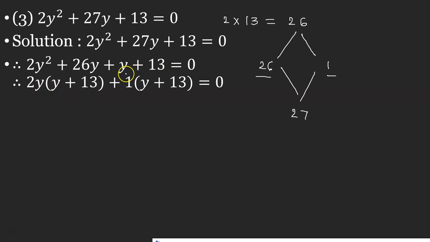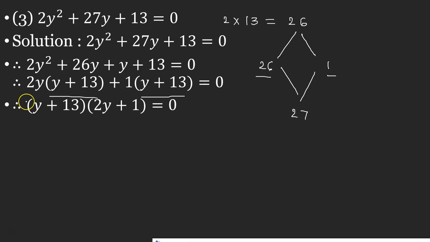Again, nothing is common from these two. At that time, y can be written as y into 1 and 13 can be written as 13 into 1. Take 1 as common and then in the bracket you will get y plus 13. And what about the next? Y plus 13, either y plus 13. Take y plus 13 as common and in the first bracket, what are the remaining terms? 2y plus 1 in another bracket, and that equals 0.